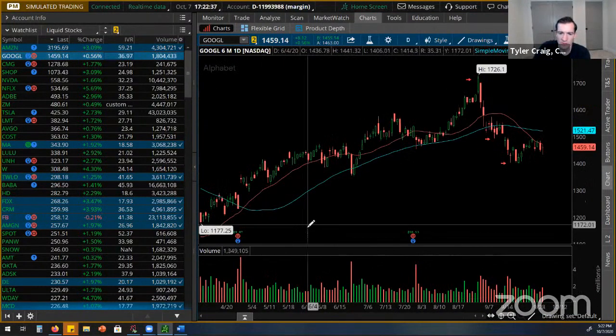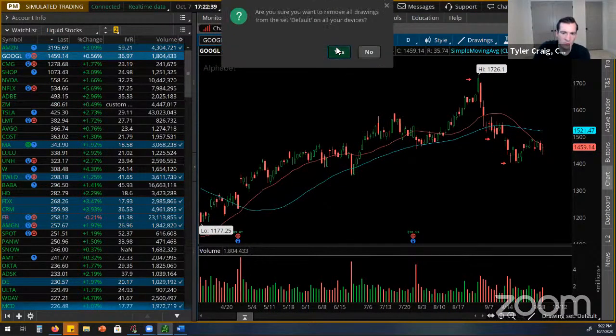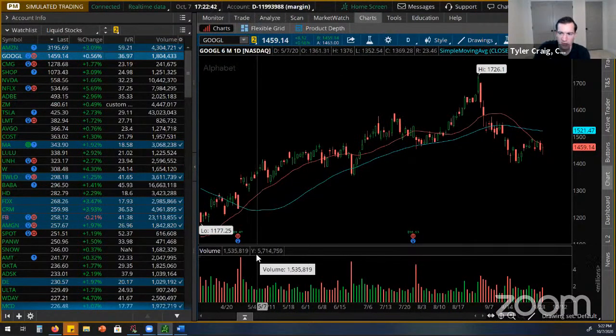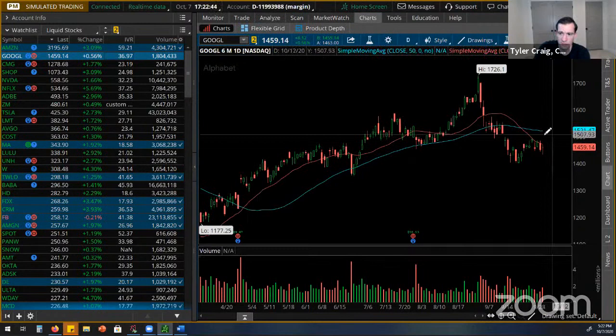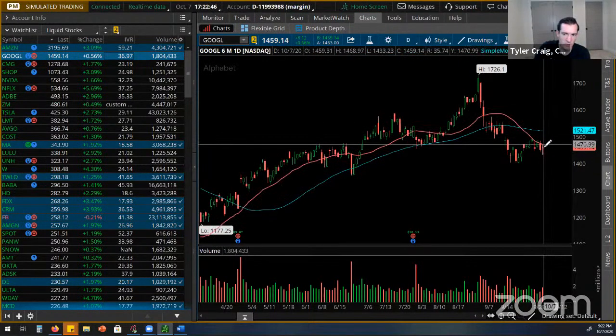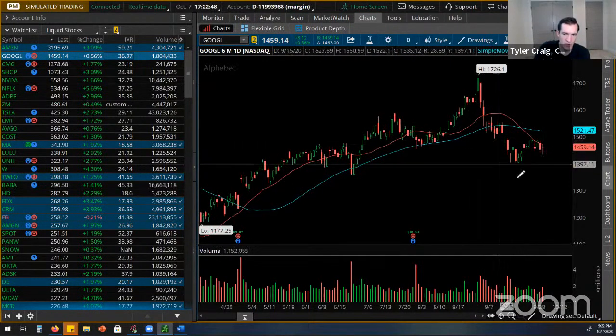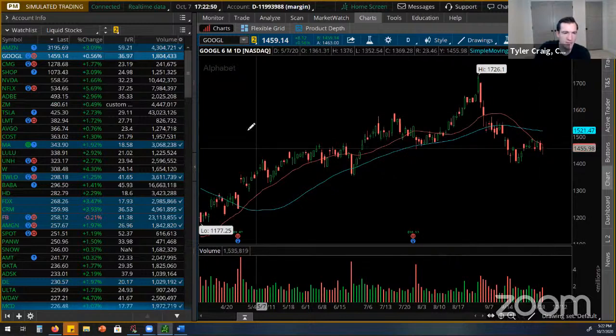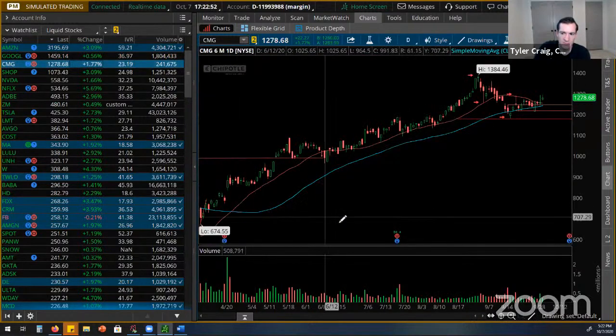Google. Okay, is Google a bull retracement or a bull breakout? No and no. It doesn't look good. It's below the 50-day moving average. It's below the 20-day moving average. Google's garbage right now. I'm not buying that. Next.